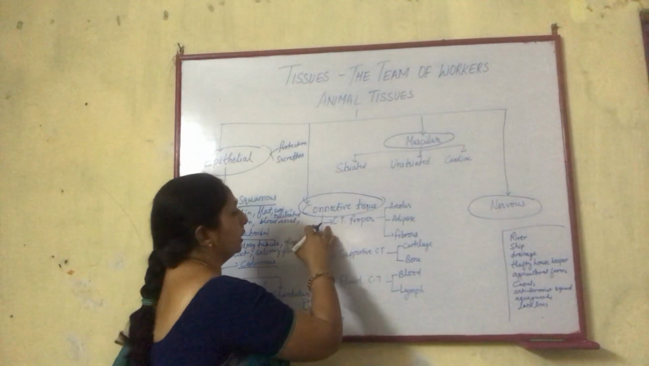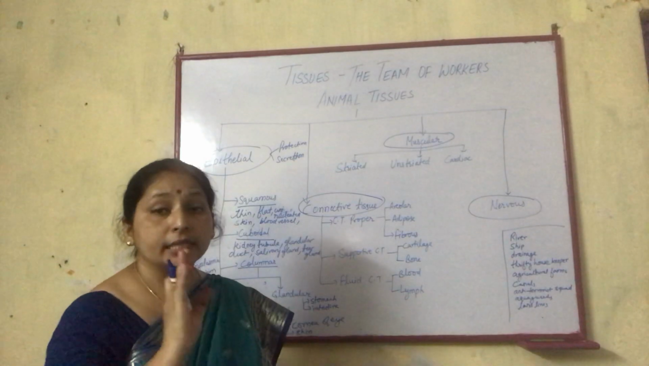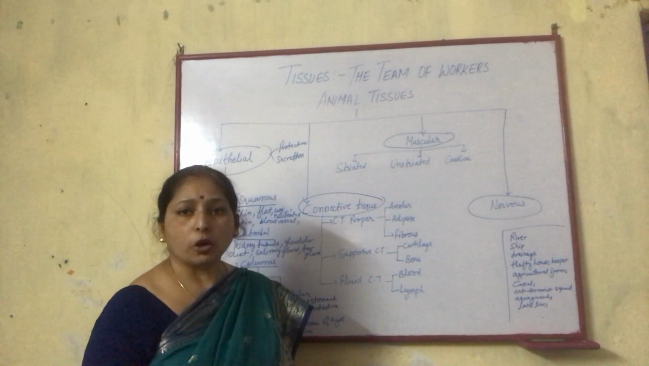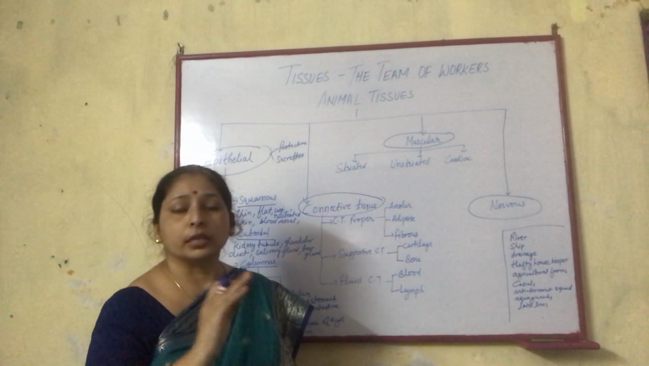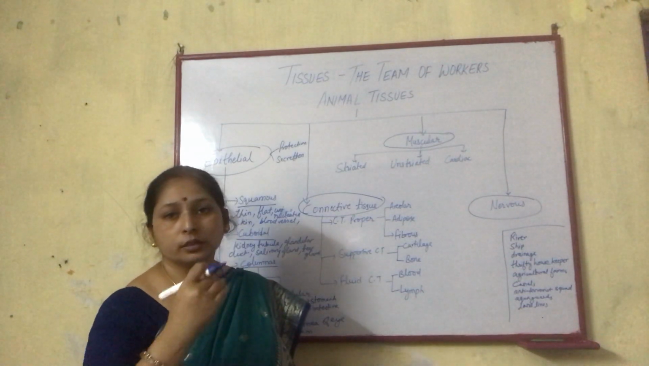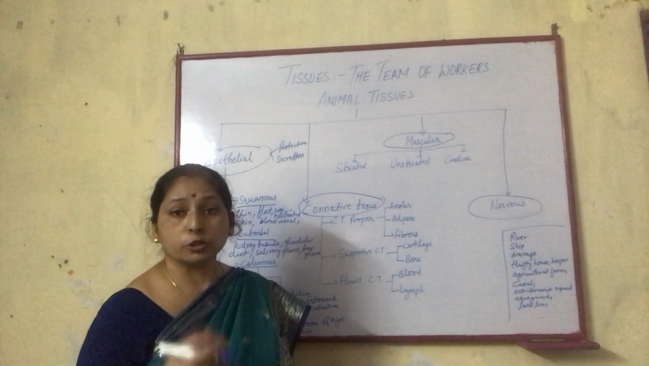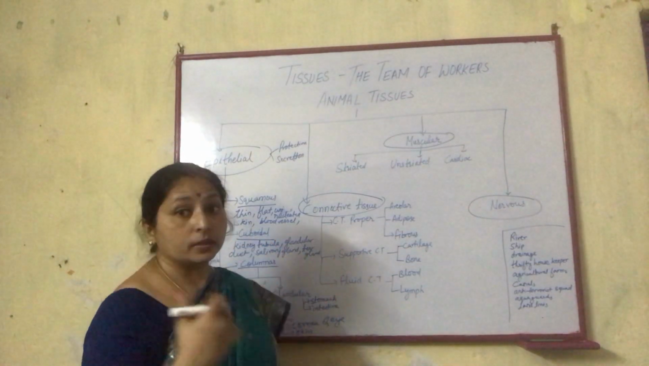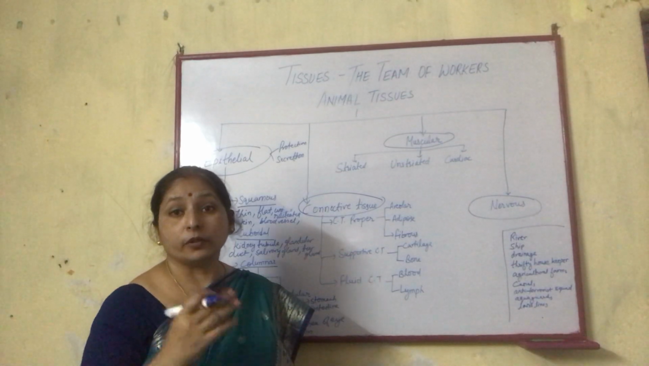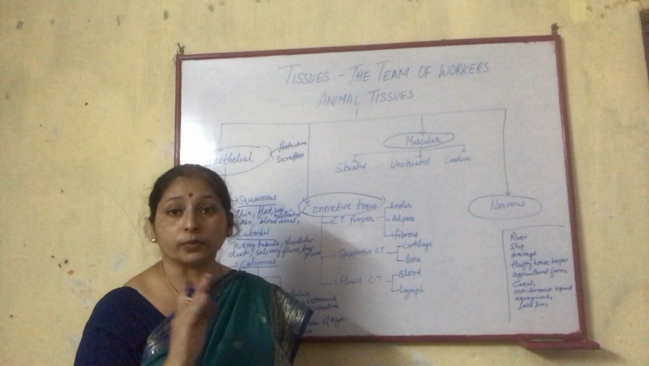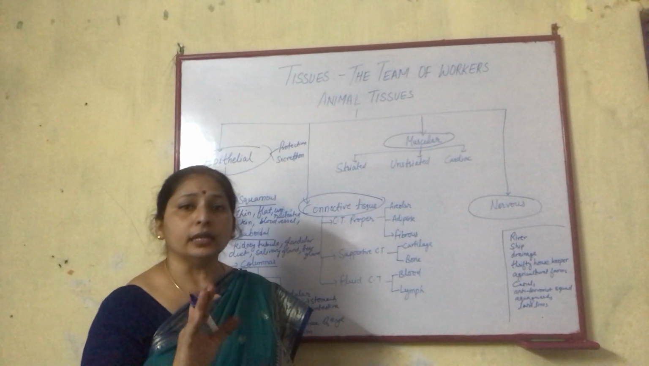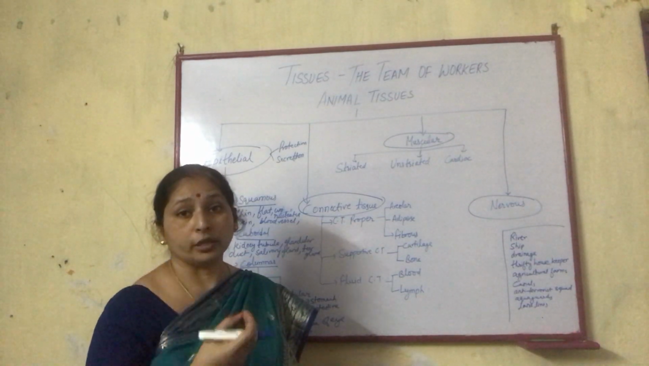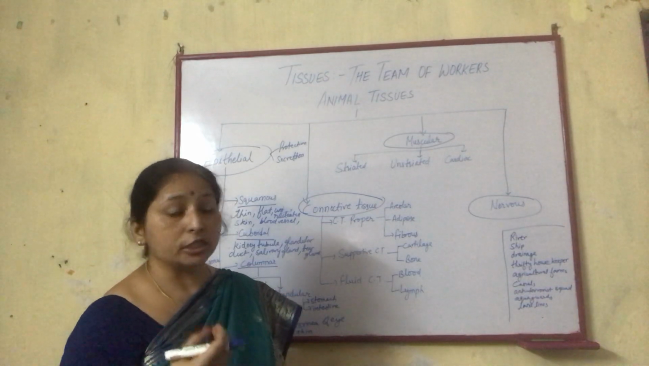Next, come to the connective tissue. The main role of connective tissue is connecting organs, connecting systems, connecting bones to bones, connecting muscles to bone. While connecting, they are performing various functions also.